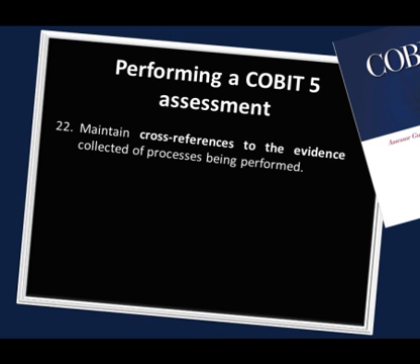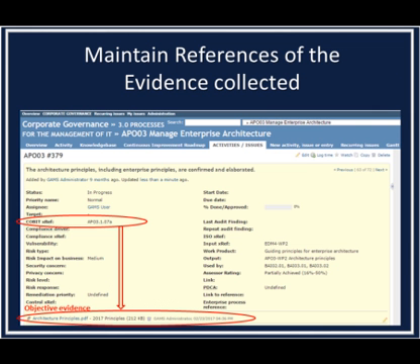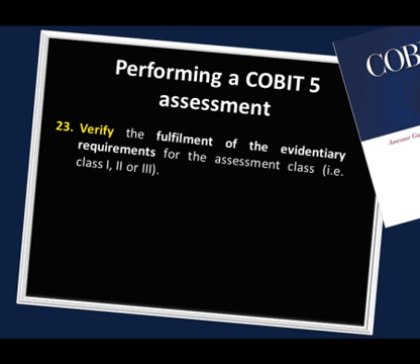It's important to maintain cross-references to the evidence collected of processes being performed. Map the objective evidence to the specific COBIT process activity cross-reference. It's important to verify the fulfillment of the evidentiary requirements for the assessment class, be that Class 1, Class 2, or Class 3.